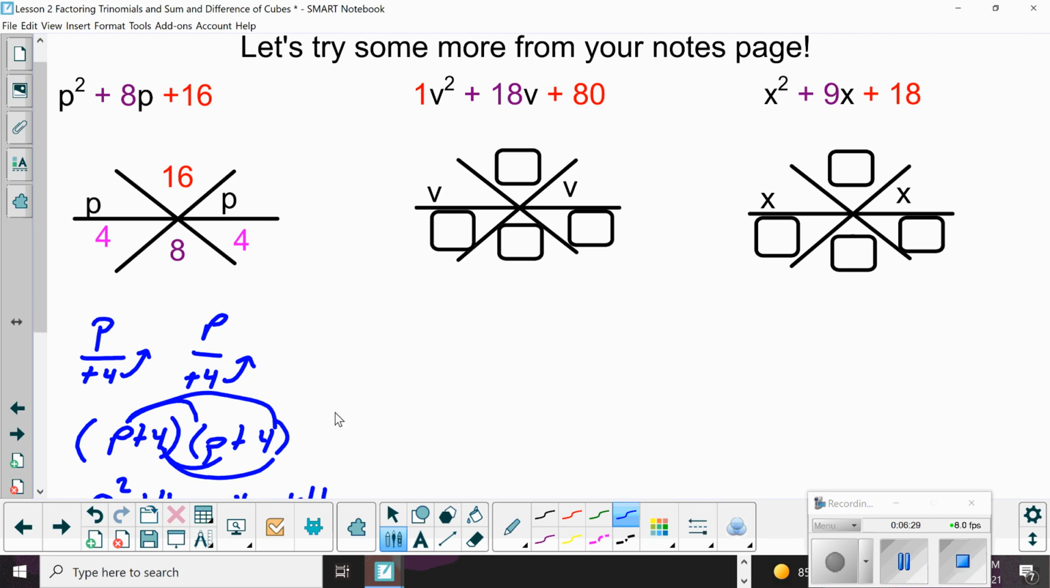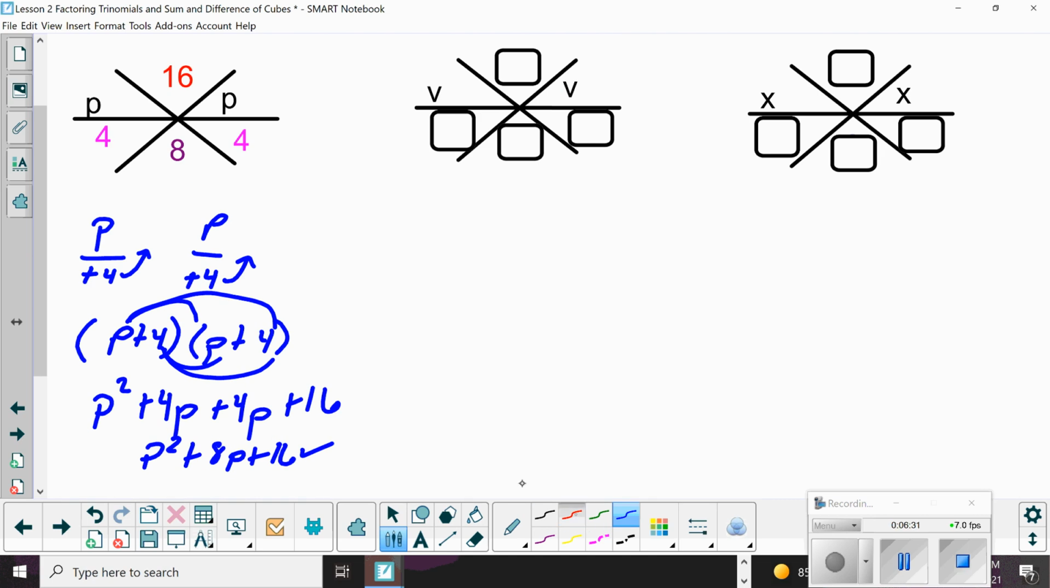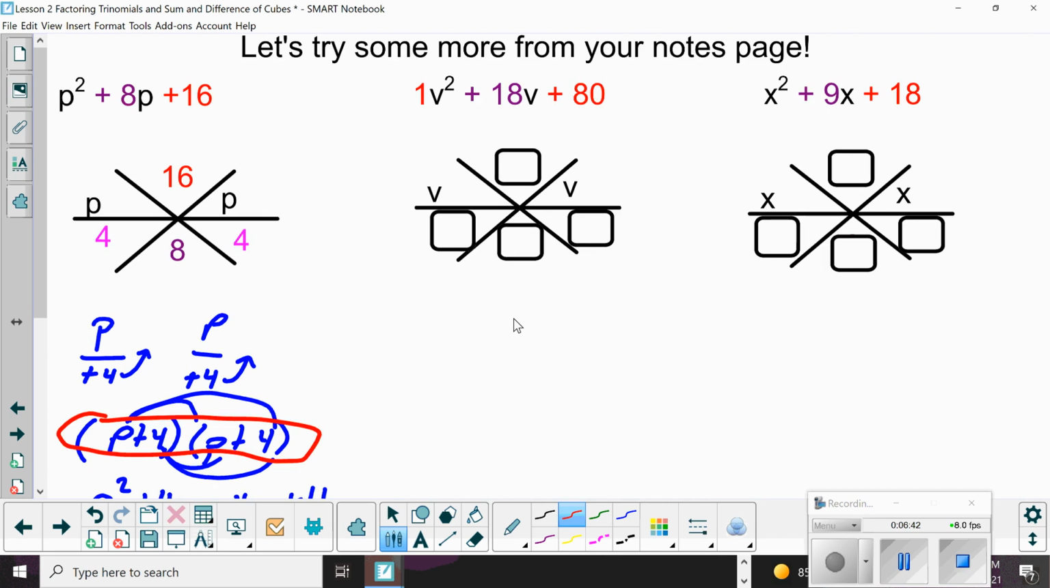But now, just so that you know, right here is what your answer is. To not leave it in the fraction form, you've got to write it as a set of factors. The next one, we have the value of B is 18. I've got the V and the V. Those are easy. Then A times C, 1 times 80 is 80. Two numbers that will multiply to 80 and add to 18.